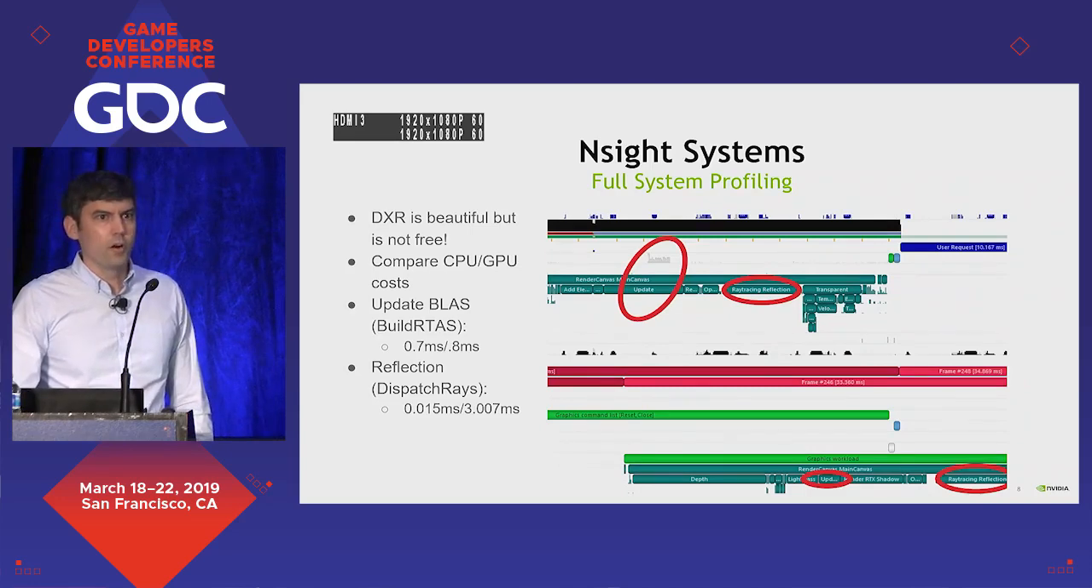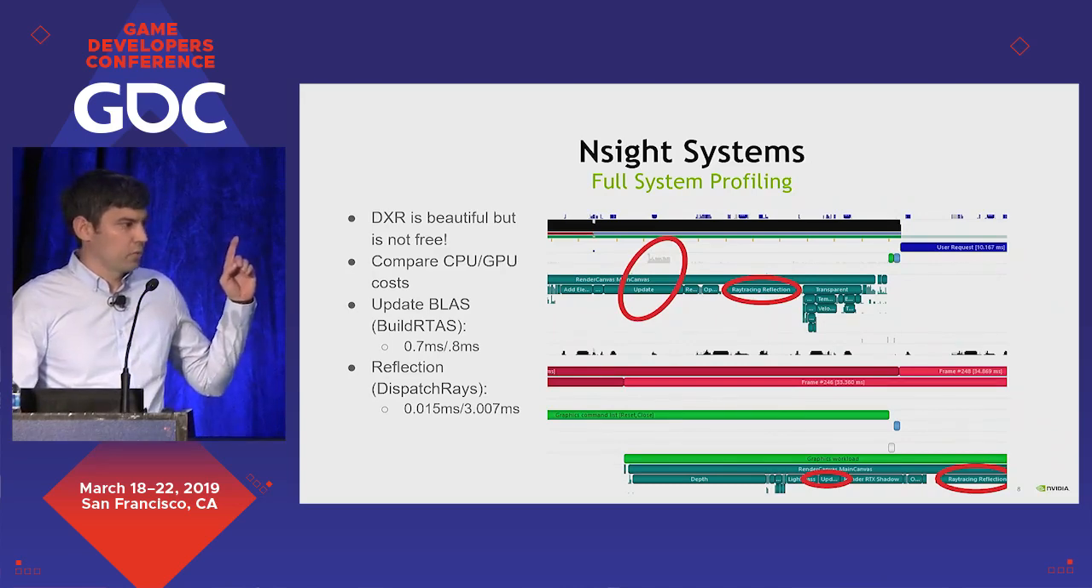Now I'm bringing up our combined CPU-GPU profiler, Nsight Systems. Right here, we've just got a static screenshot of Justice. However, I wanted to talk about a larger capture for a second because we've added some new features since I made this capture.